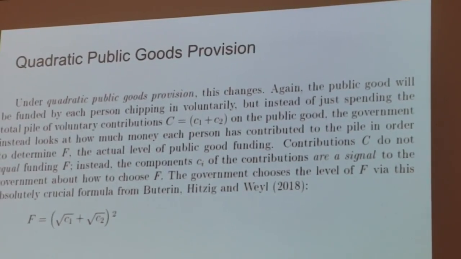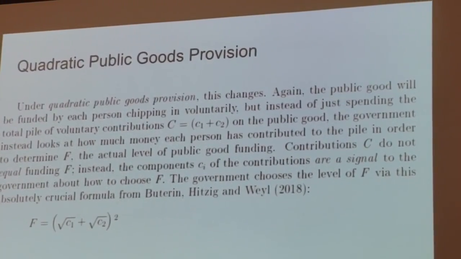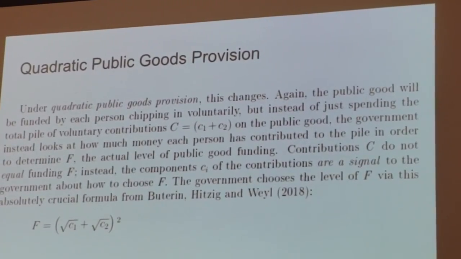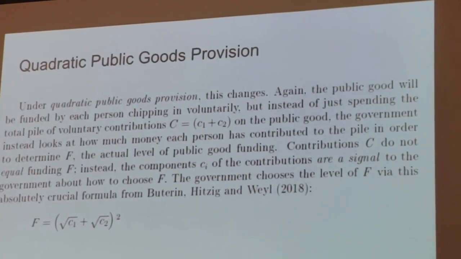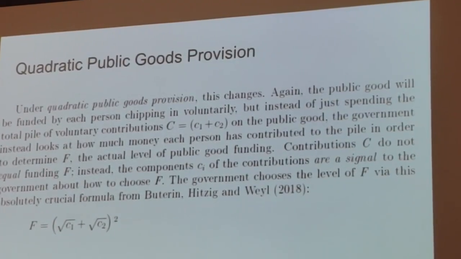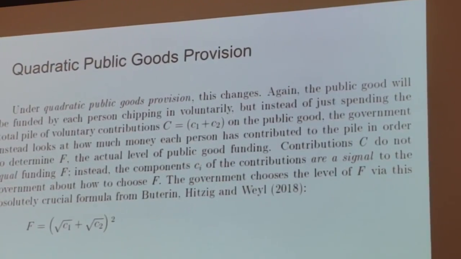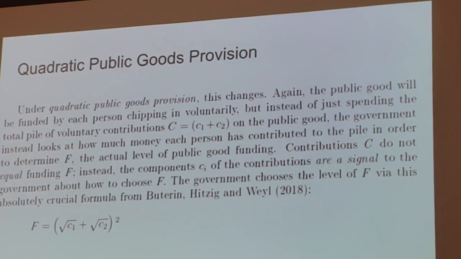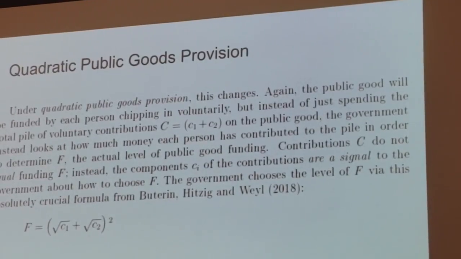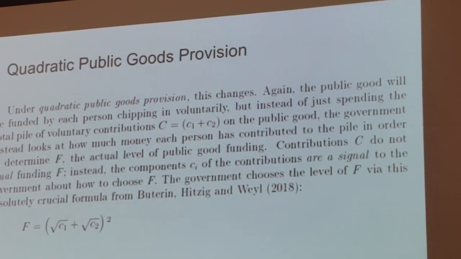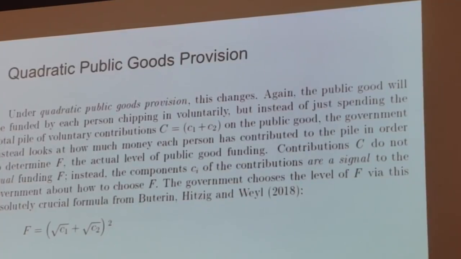So under the quadratic public good provision, the public good, let's say a national park, is funded by each person chipping in voluntarily. But instead of spending the total pile of contributions, if you consider contributions to be C1 through CI on the public good, the government looks at how much money each person gives in order to determine the actual level of public goods funding. And in this case, the contributions don't have to be equal, which means that, let's say this was a national park, we could each vote our own preference for how much money should go towards the national park.